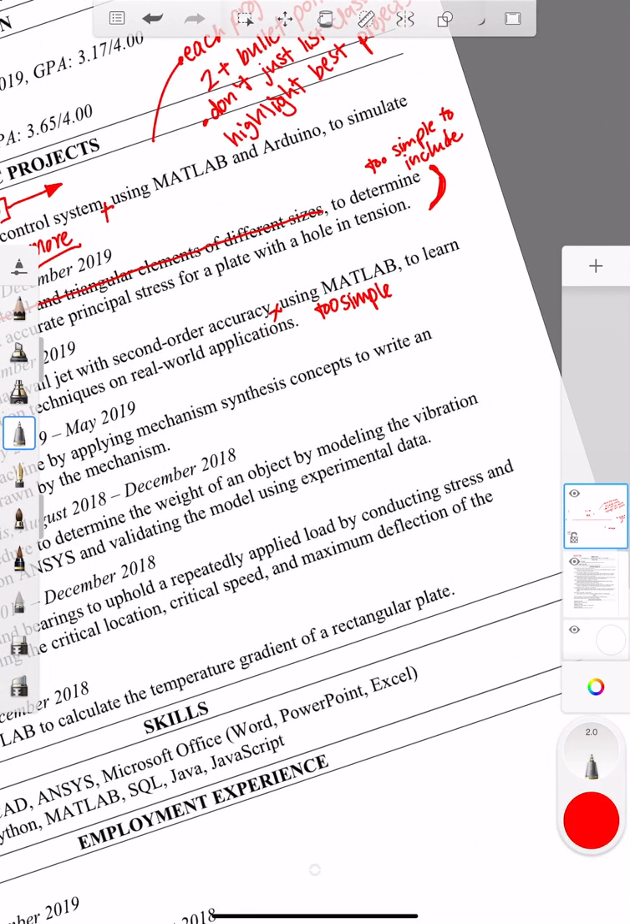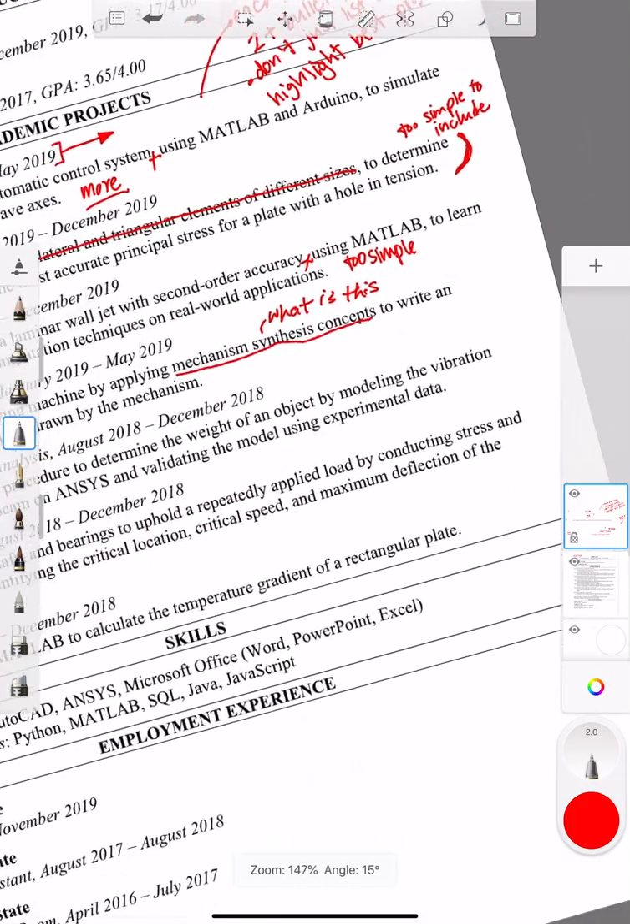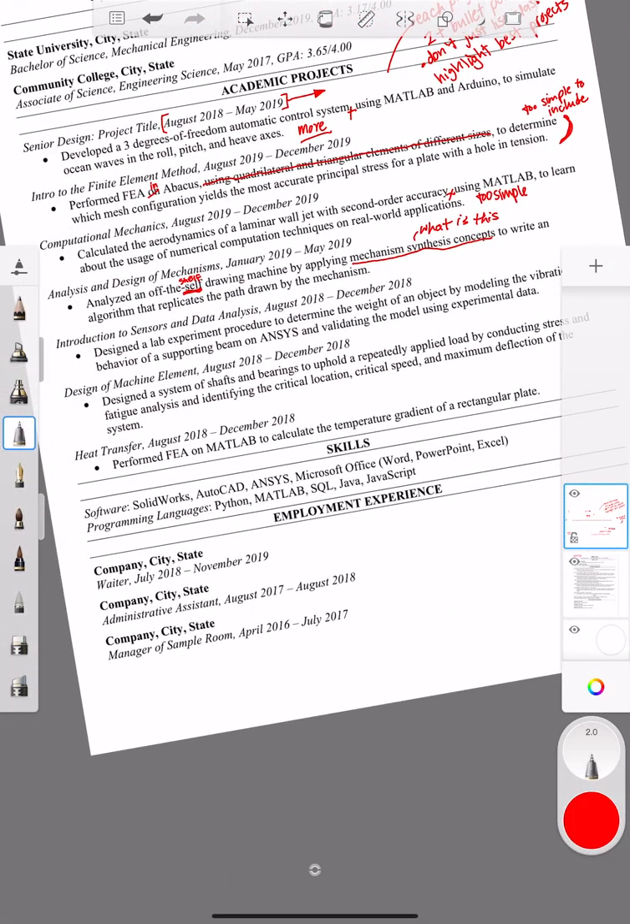This means nothing to me. What is this? I know what you're trying to say, but don't say it this way. To write an algorithm that replicates the path drawn by the mechanism.